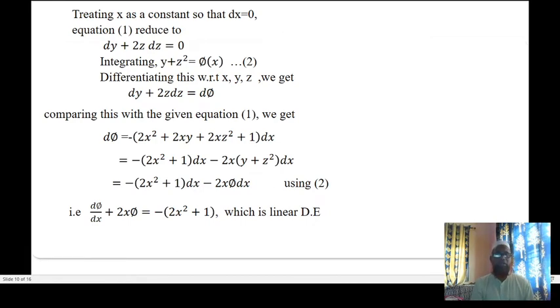Treating x as a constant, since the coefficient of x is large, we are taking x as a constant, so that dx equal to 0. So equation 1 reduces to dy plus 2z dz equal to 0.